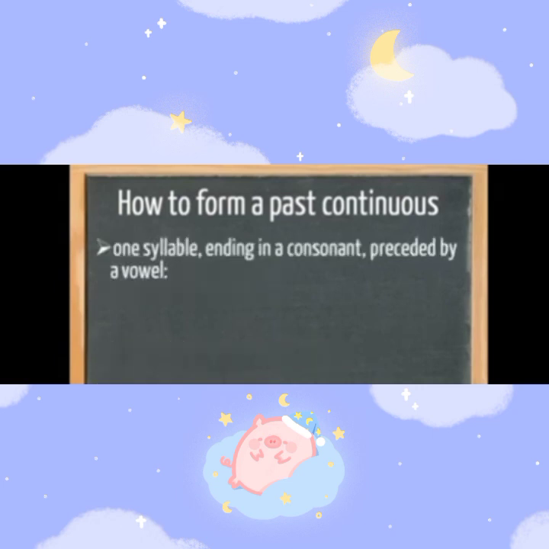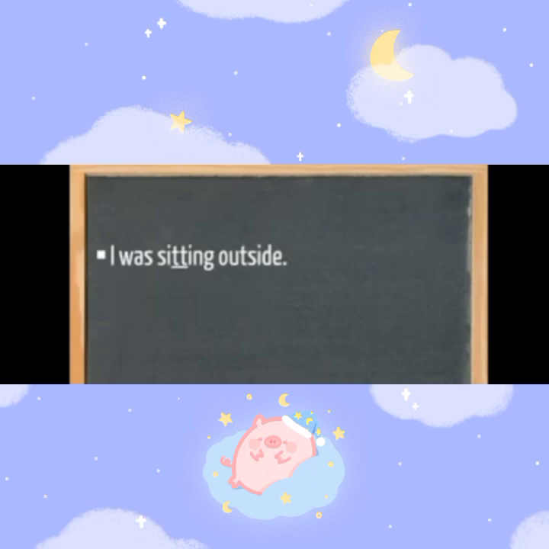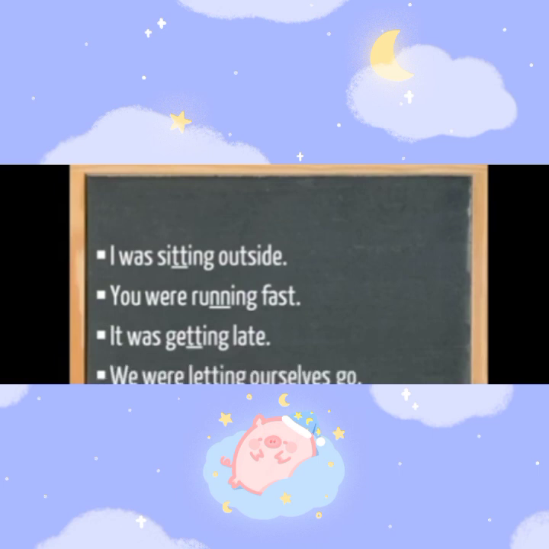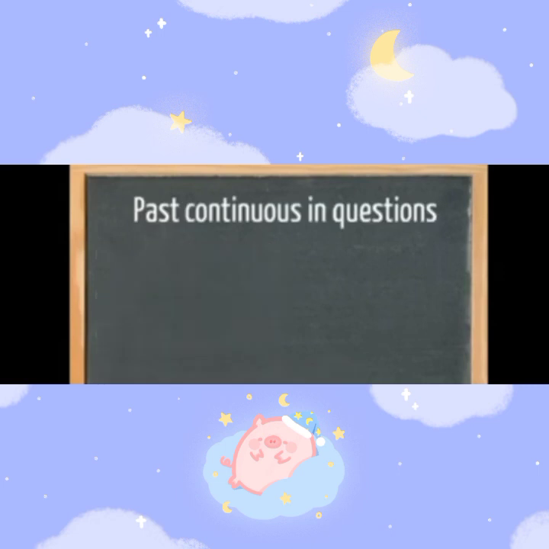We also need to pay attention to verbs that have one syllable, end in a consonant and are preceded by a vowel, because they double this final consonant. These are verbs such as sit, get, and run. Take a look at the examples. I was sitting outside. You were running fast. It was getting late. We were letting ourselves go. They were swimming in the river.